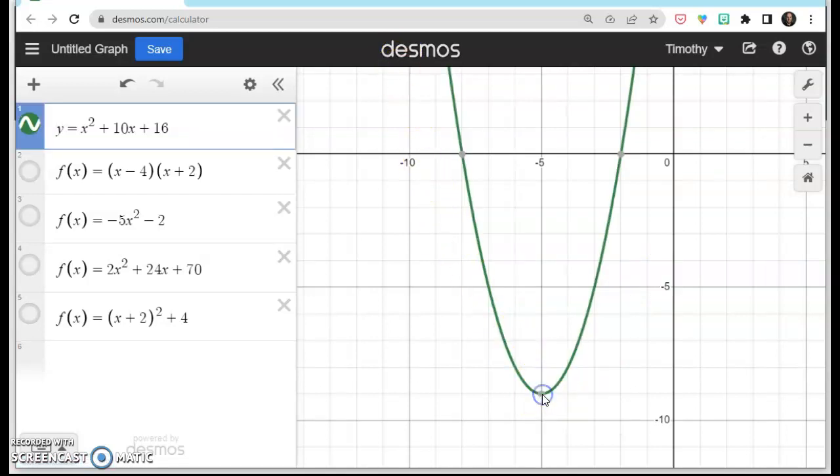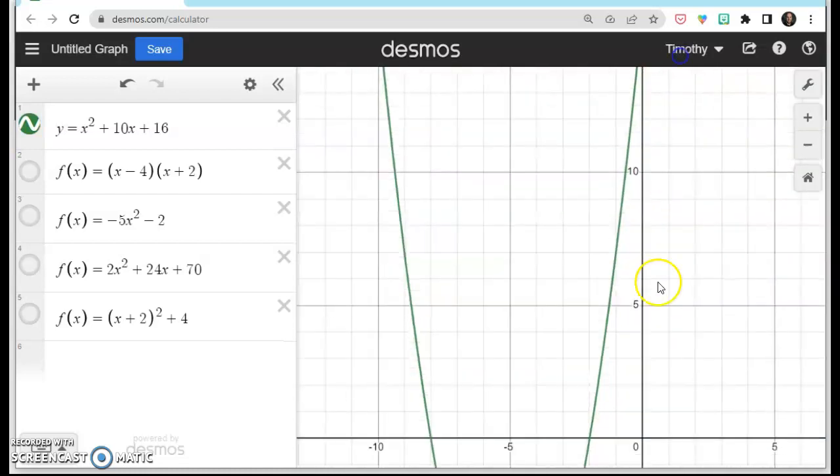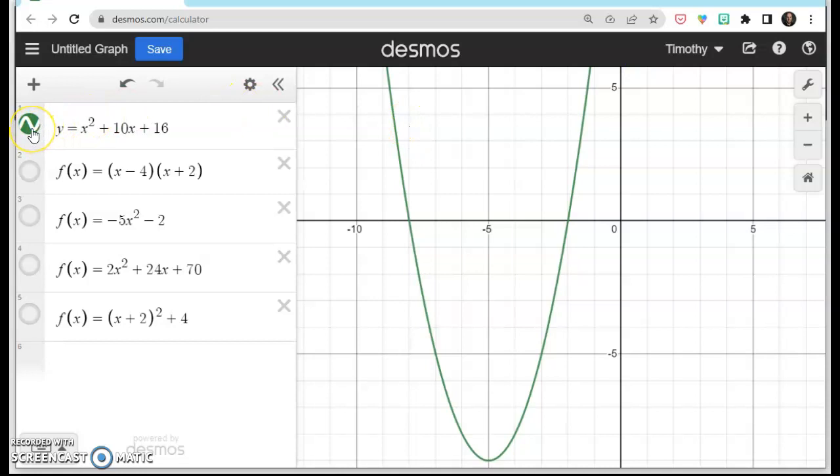Down here at the lowest, since this opens up, this has a minimum. It's at -5, -9. X-intercepts at -8 and -2. And then the parabola extends up indefinitely. And that's a parabola, a quadratic equation in standard form.